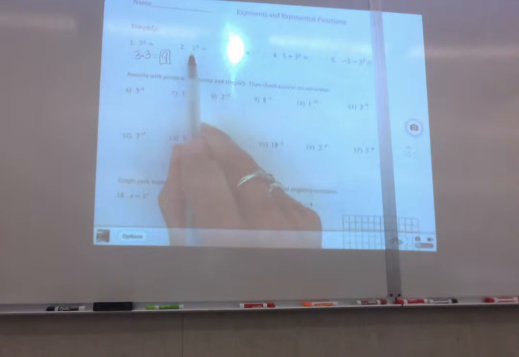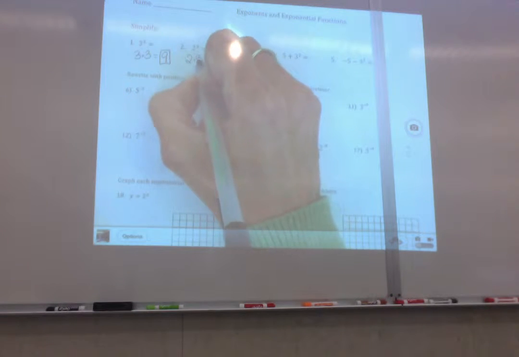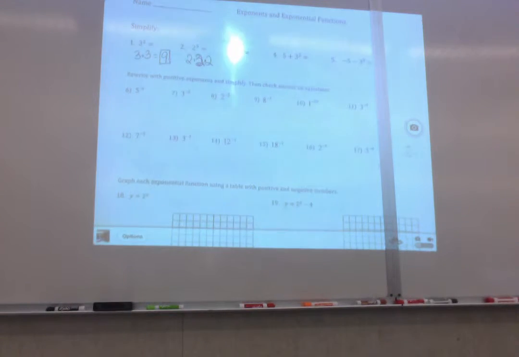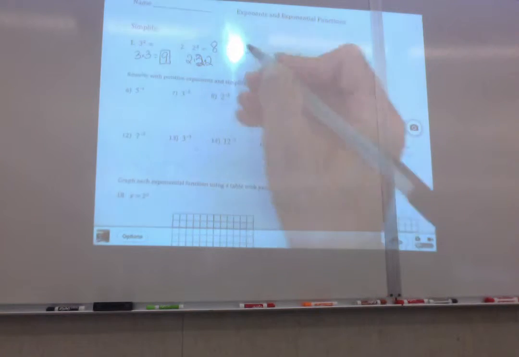Okay. Jerry, what does it mean in number 2? Alright. So 2 to the 3rd power is 8. And how'd you get that? Because it's 2 times 2 times 2. Great. So are you in agreement with Jerry? Yep. Okay, so we kind of know how to work those exponents.